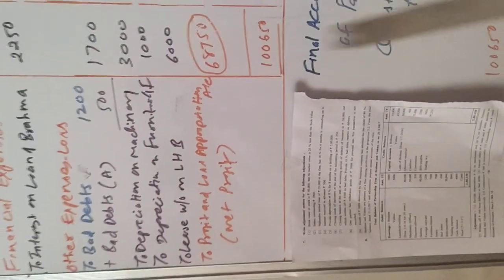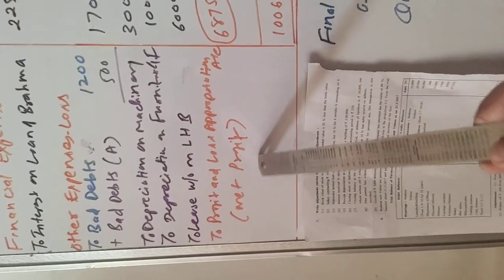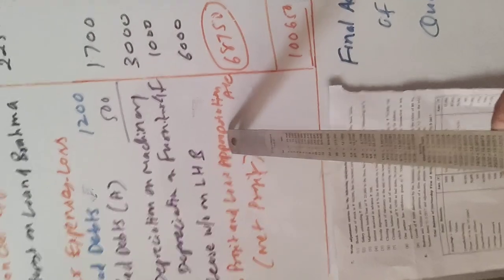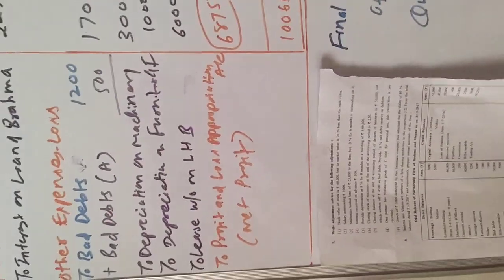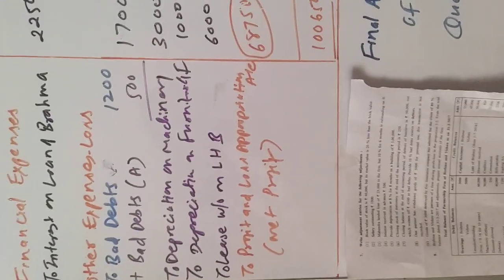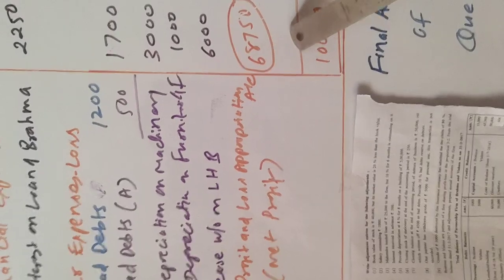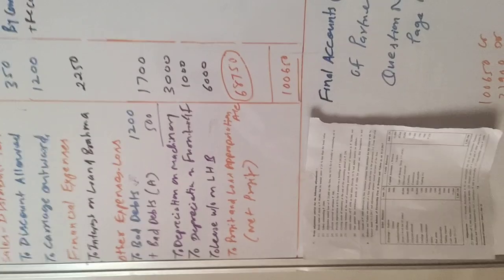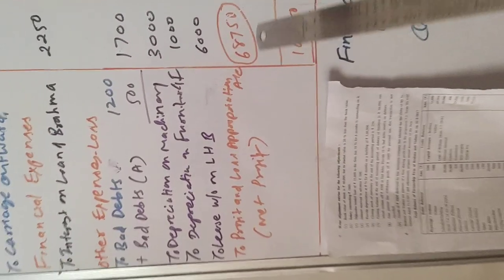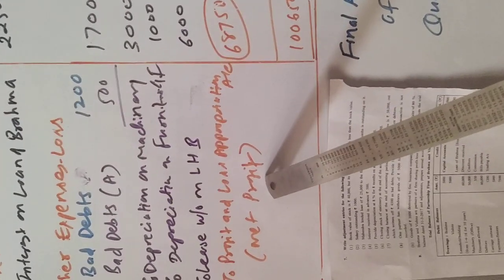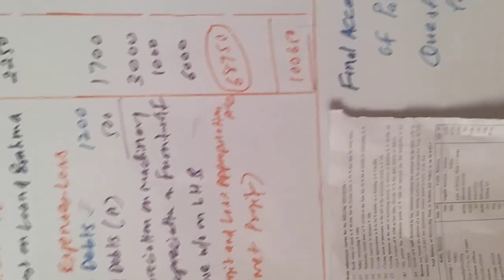And this difference, which is known as net profit, is transferred to the profit and loss appropriation account. This you have to keep in mind. This thing you are learning for the first time. Earlier, the difference of the profit and loss account you used to transfer to the capital. You were adding it to the capital. But now in the final account of a partnership firm, the net profit is transferred to the profit and loss appropriation account.